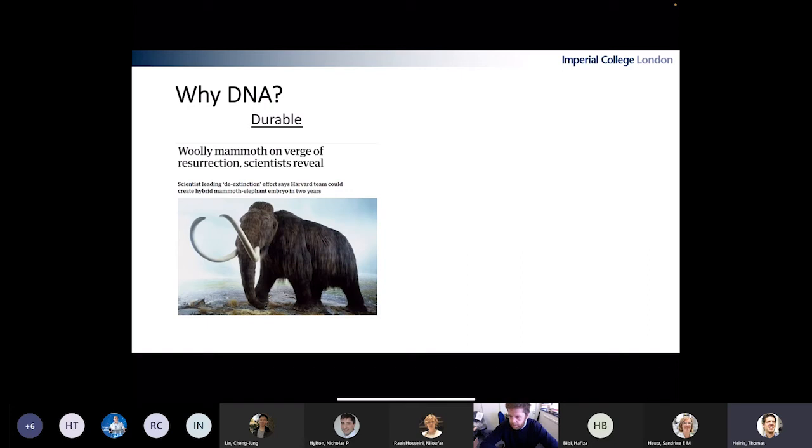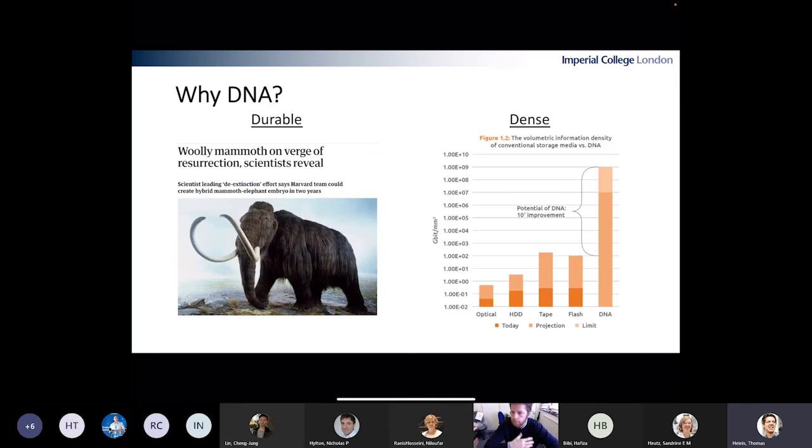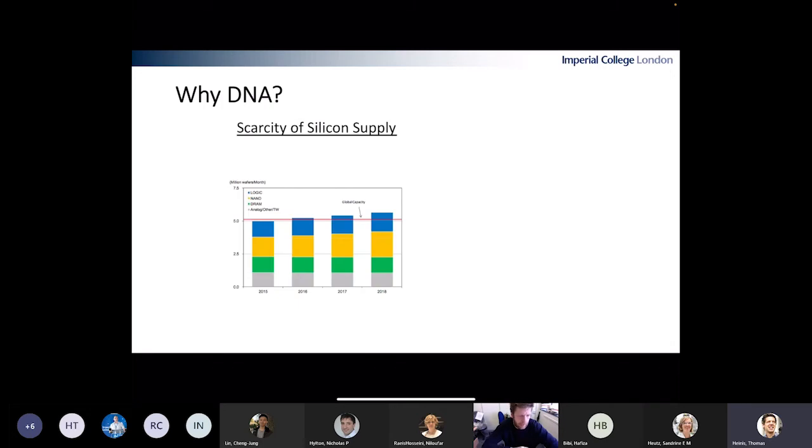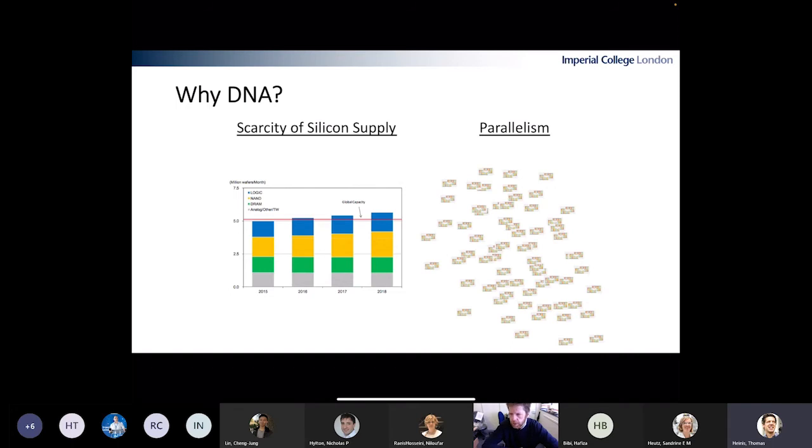Then it's also very dense. That has many implications, one being that we require less space, and on a practical level, this means we can design much smaller data centers, and with much smaller data centers, we need much less energy to run them. Another aspect is that we're running out of silicon, whereas for DNA, we have all the building blocks abundantly available.